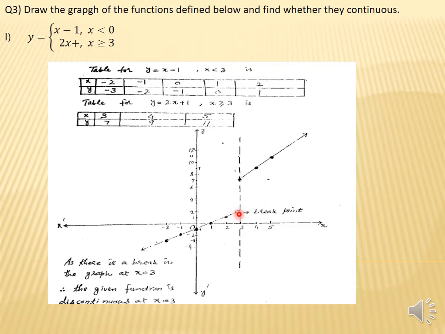on 3 we can make an empty circle. It indicates that this is a breaking point. At this point the value jumps to another value. For this graph 3 is not included, but for this graph 3 is included. So it is a jump kind of discontinuity, or you can say it is a jump discontinuity.